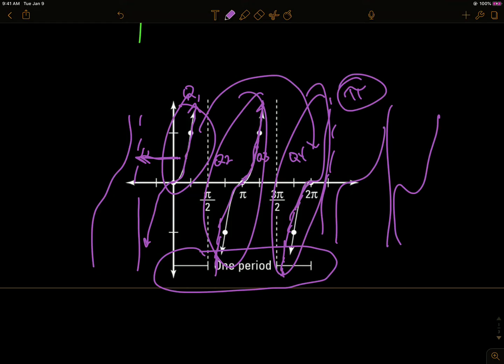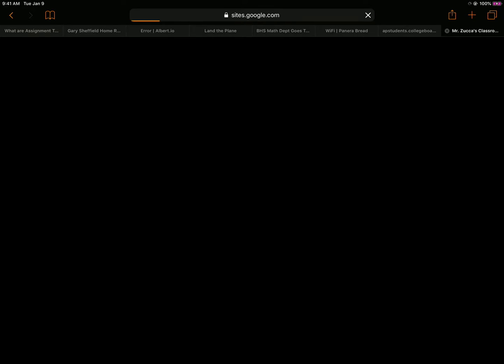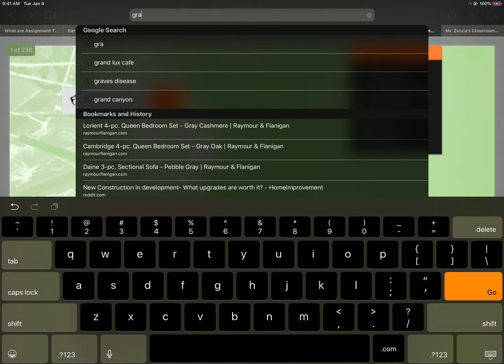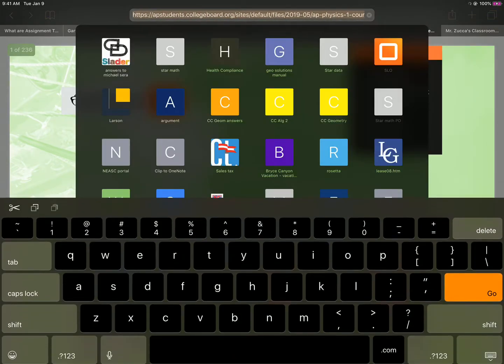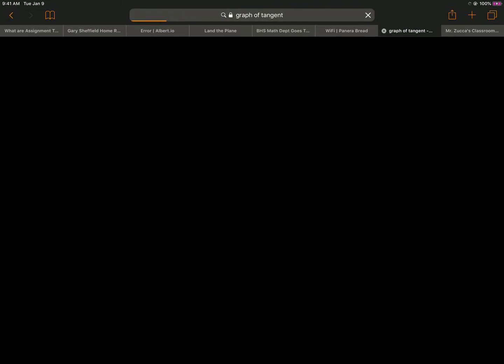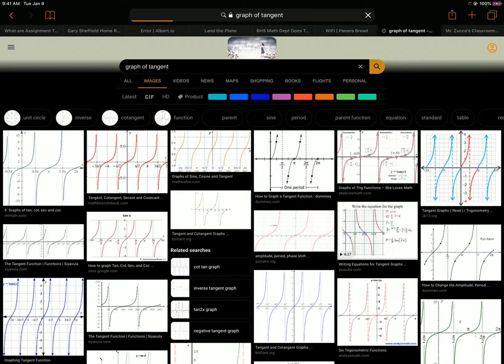Let's look at a tangent graph without all my crazy writing on it. Let's look at a graph of tangent. So you can take a look at a graph here. There's a whole bunch of different images. Let's go in images and take a look.